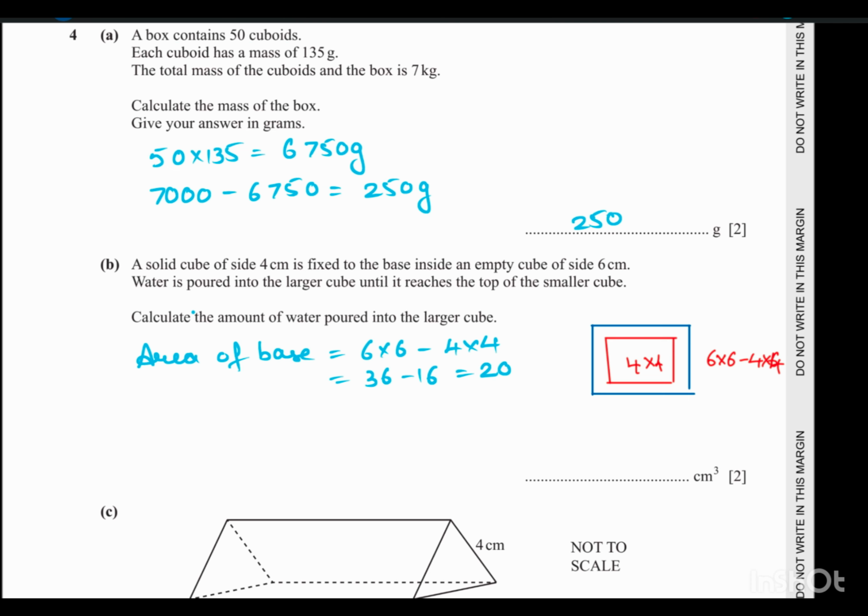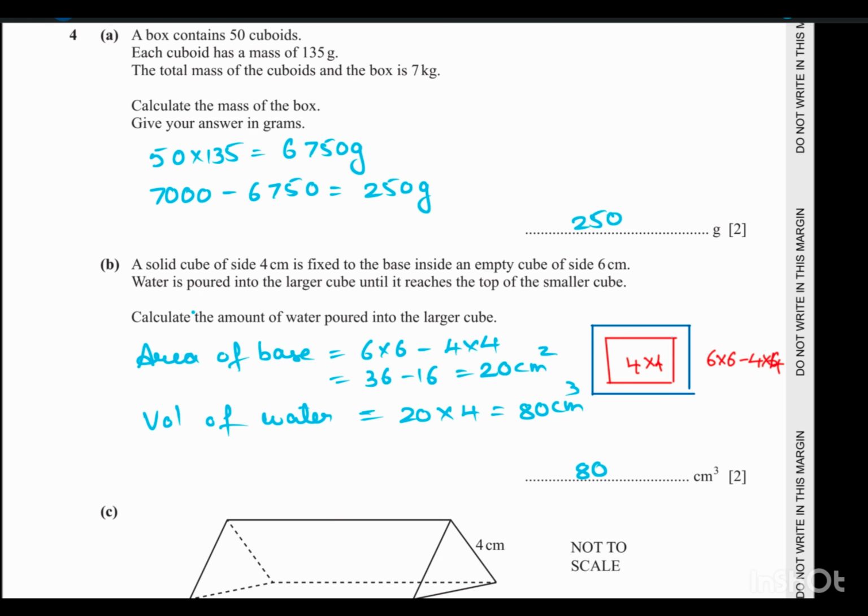So it is filled up to what height? It is filled up to this smaller box. That is, the height of this box is also 4. So the volume of water will be this area of the base, let me write here centimeter square. So 20 into 4, which is 80 centimeter cube. So this is the answer, 80.